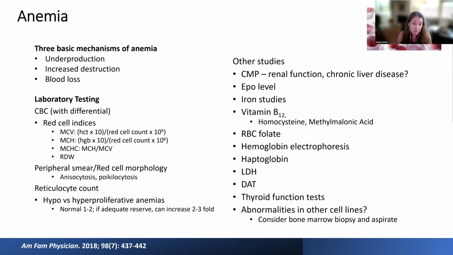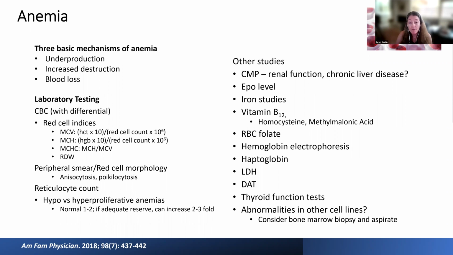So again, underproduction, increased destruction, blood loss. We're going to look at the CBC diff and platelets. We're going to always review a peripheral smear, either ourselves or by pathology, to look for abnormal shapes of cells, looking for that reticulocyte response, and then doing the additional workup for things that affect red blood cell production, including chronic kidney disease, liver disease, whether or not they have an adequate erythropoietin response.